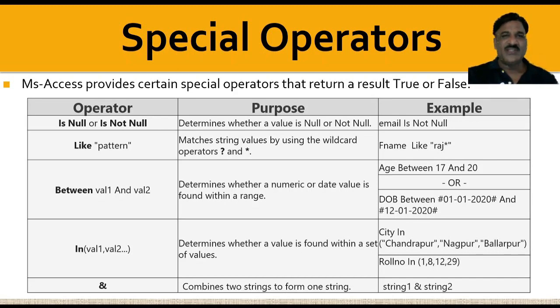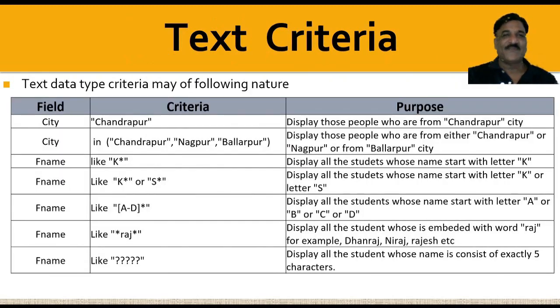So how to do all these things, we will discuss in our practical session. How to specify the criteria on a text data type. We have already seen city equal to Chandrapur, then city in Chandrapur or Nagpur or Ballarpur. You can also write city not in. It means in that case other than these cities.